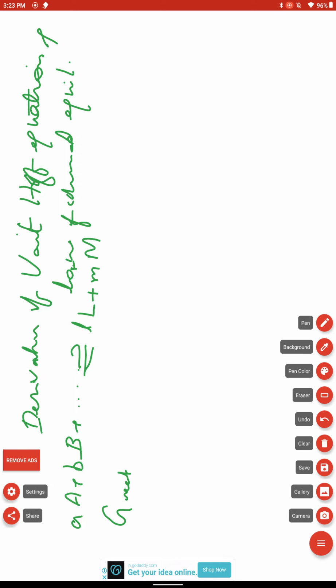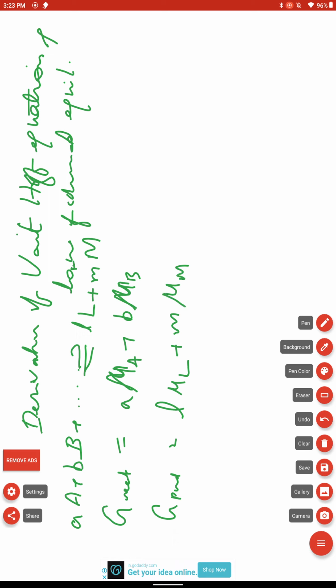So we have to see the G of reactants, that is the Gibbs energy of the reactants consisting of a moles of A and b moles of B, and as per the earlier equation we can write G as a mu A plus b mu B. Similarly, G of product will be l mu L plus m mu M. So these two represent the free energy, or Gibbs free energy.